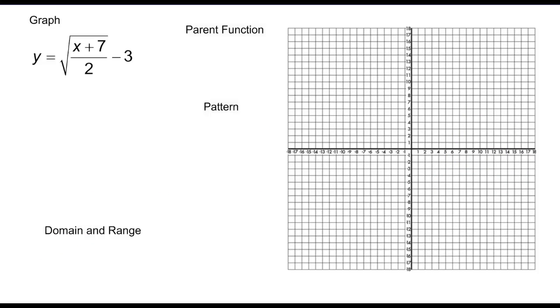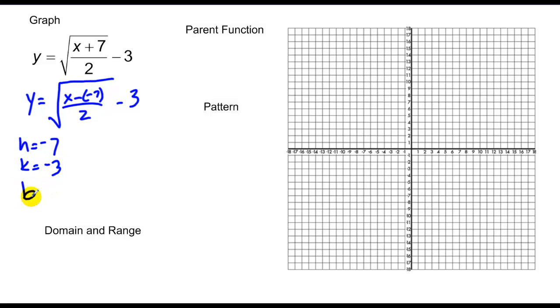Now in this problem we have a b value and it's not written in the correct form because I have a plus here. So I'm going to rewrite it. Y equals square root of x minus a negative 7 over 2 minus 3. I have an h value of negative 7, k value of negative 3, and a b value of 2.